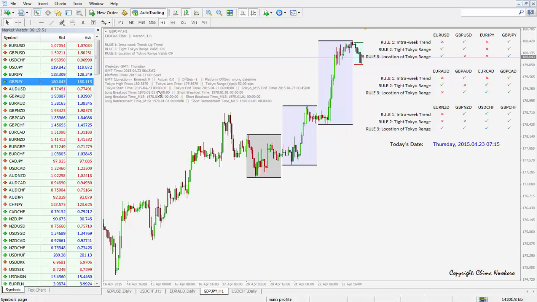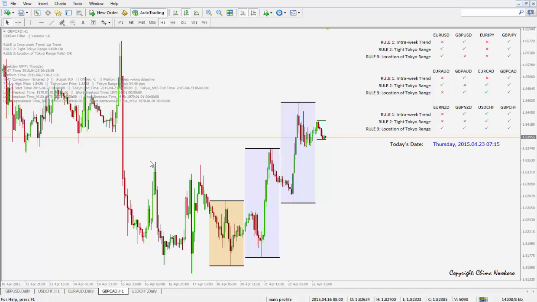Next, GBP CAD. Rule 1, intra-week trend. Yes, 2 higher highs and higher lows in the previous 2 days compared to the 3rd day. Yep. Tight Tokyo range. GBP CAD. The ATR, yeah, it is less than 50% of the ATR, valid. Rule 3, location of Tokyo range. This is just borderline. If you look, it's just at the borderline of a third of the previous day's range.